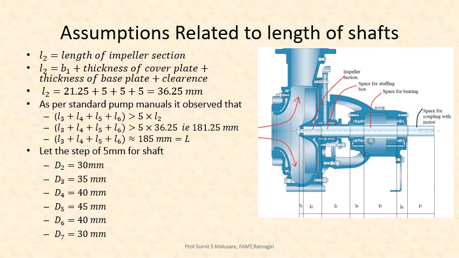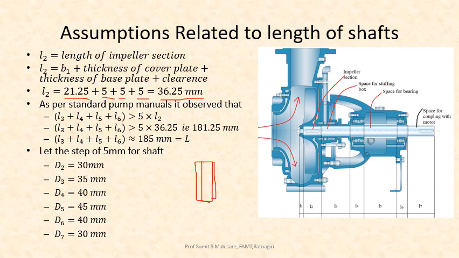Now L2 is the length of the impeller section. Okay. Now L2 is equal to how much? B1 plus thickness of cover plate. Already we have seen it. Suppose this is the impeller, then this is the open impeller. Then we have to provide the shroud plate as well as the cover plate, so the thickness of both these plates we have to consider. Okay. So here L2, that is B1, the maximum width of the impeller, is 21.25 mm plus 5 mm, that is the thickness of the cover plate, plus the thickness of the base plate, plus some clearance we have to provide, so plus 5, so that is 36.25 mm.